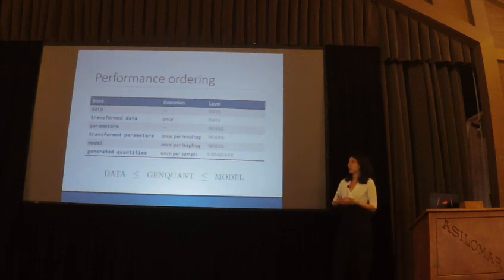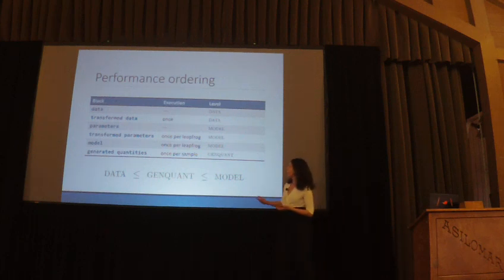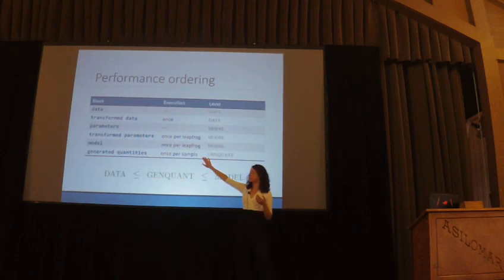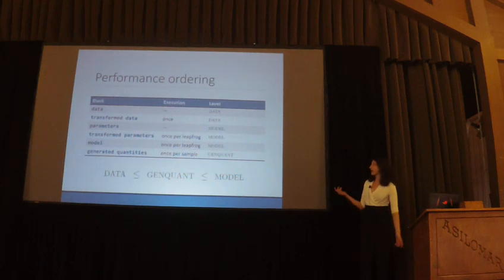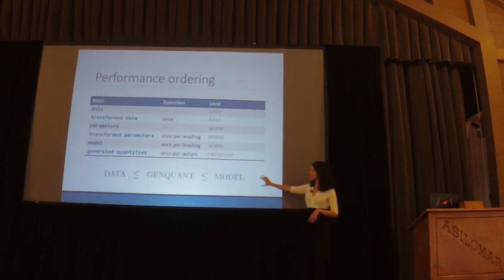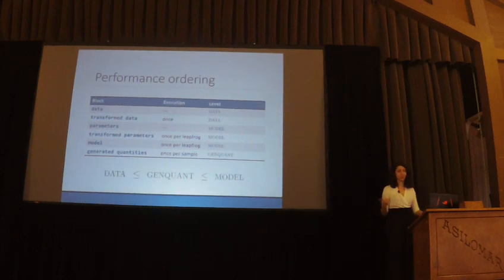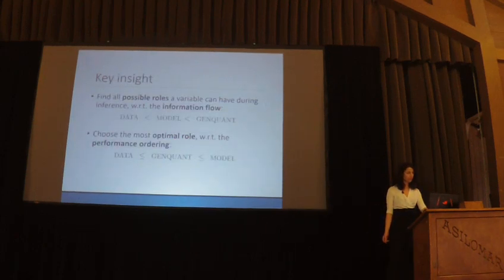processing happens before we start sampling, while the generated quantities are executed only once per sample, and transformed parameters once per leapfrog, which is many times per sample. So that means that it's most efficient to have something at level data and least efficient to have it at level model. And we use this, which we call the performance ordering, to pick the most efficient assignment of levels to variables. Right, so yeah, this slide states this again.